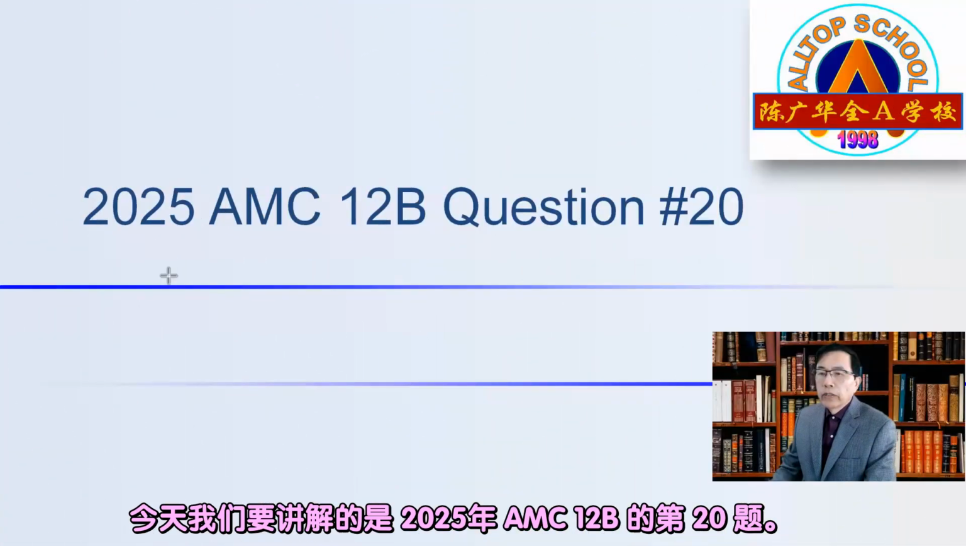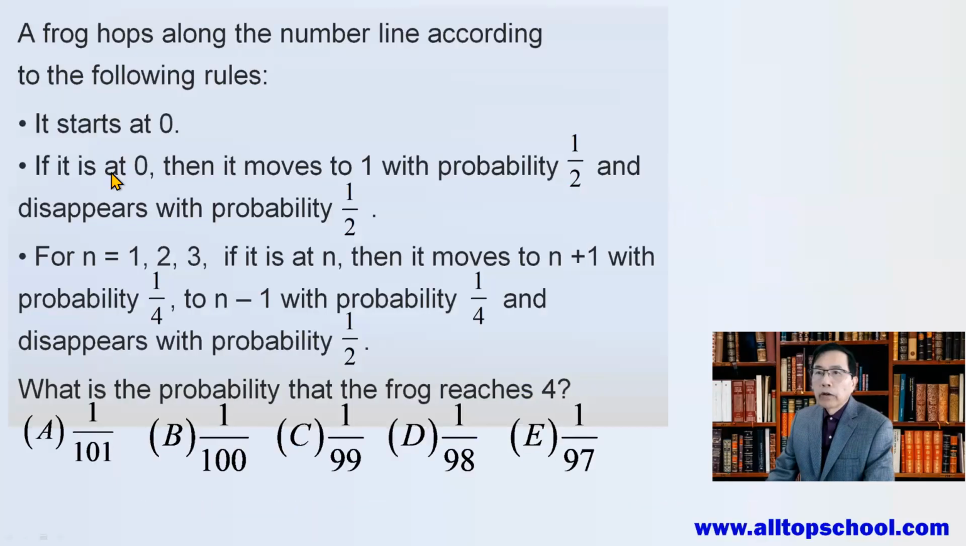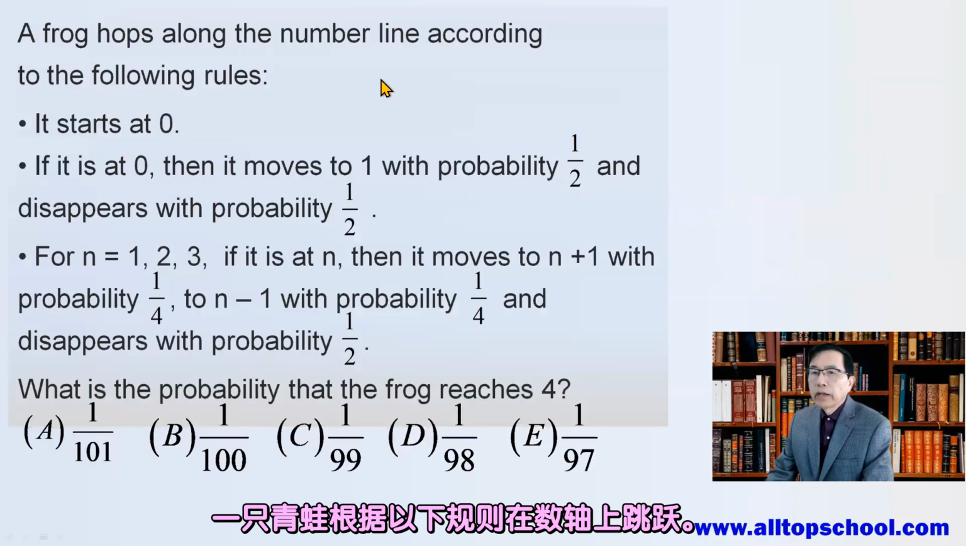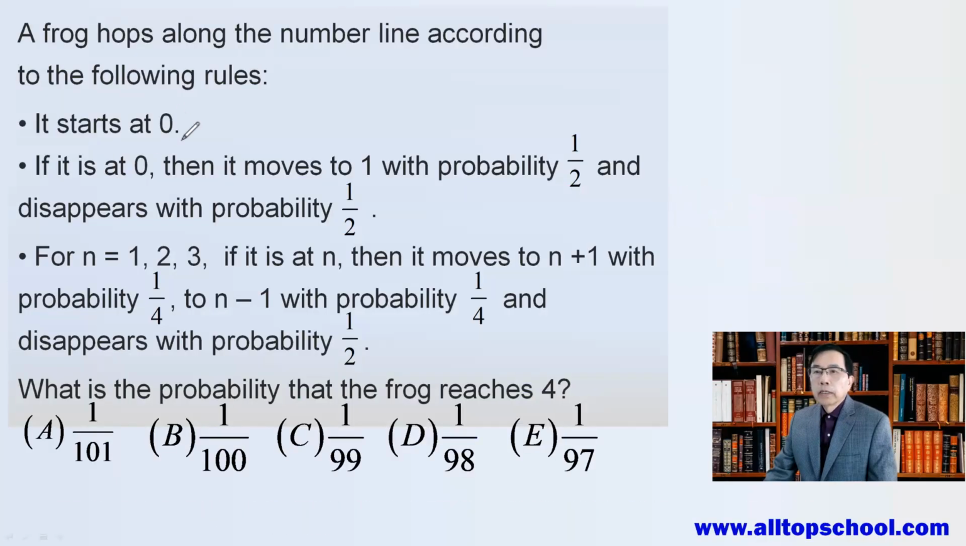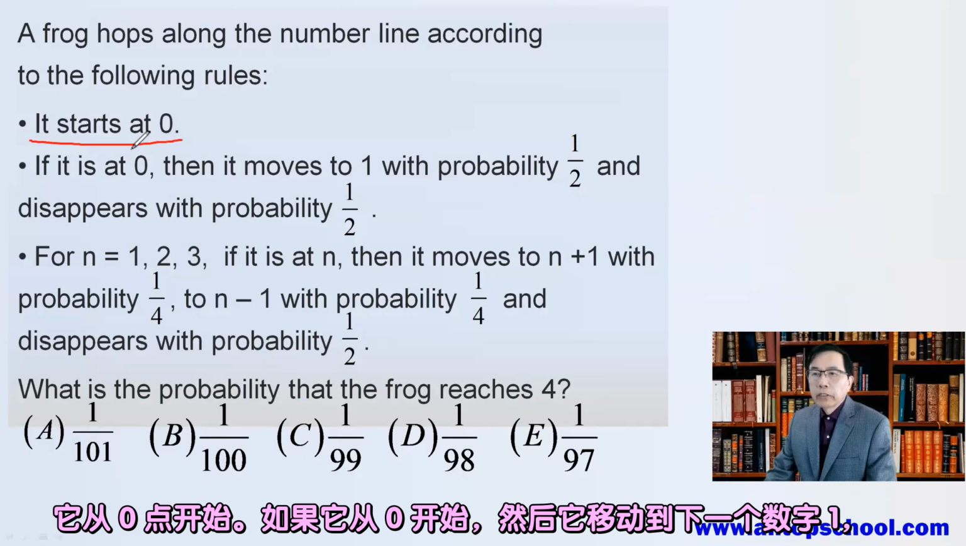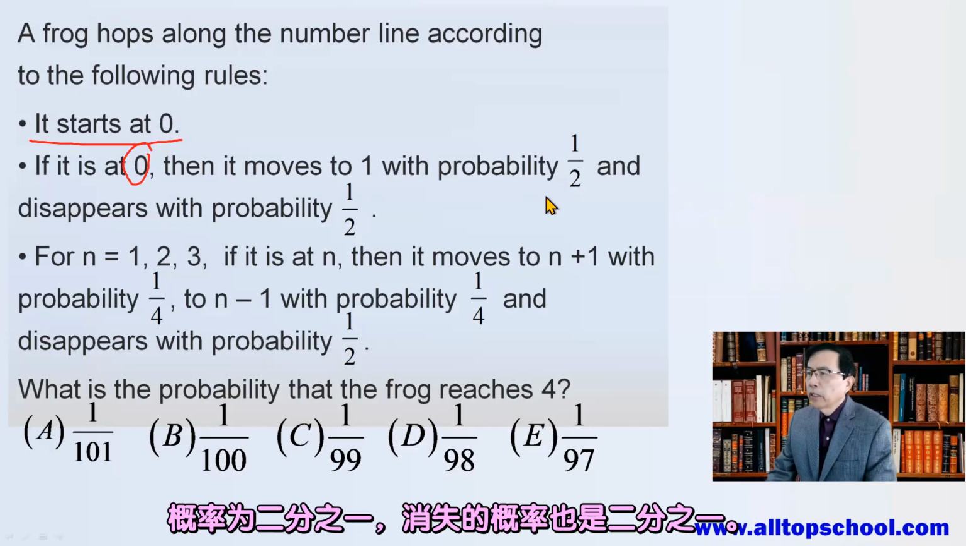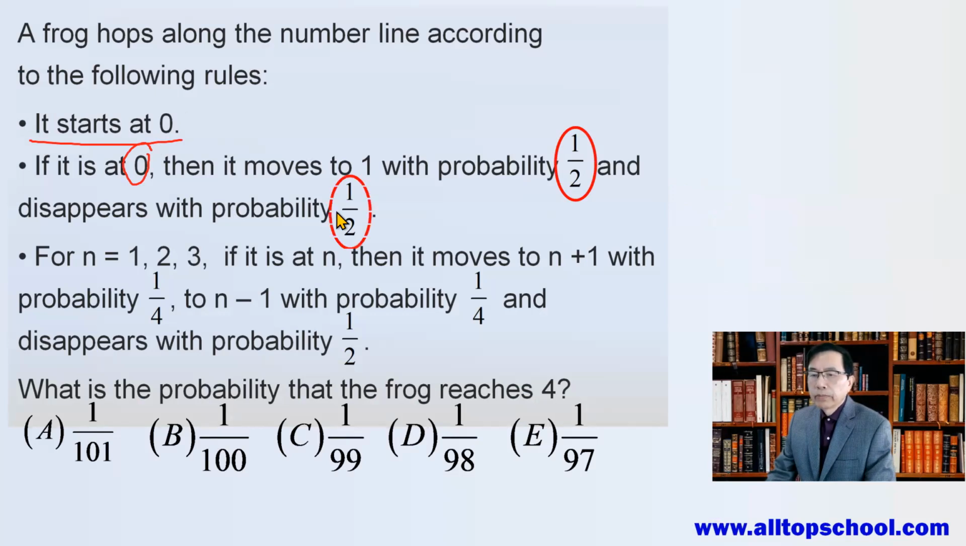Today we're going over 2025 AMC 12B question number 20. A frog hops along the number line according to the following rule. It starts at 0. If it starts at 0, it moves to the next number, 1, with probability 1/2 and disappears with probability 1/2.